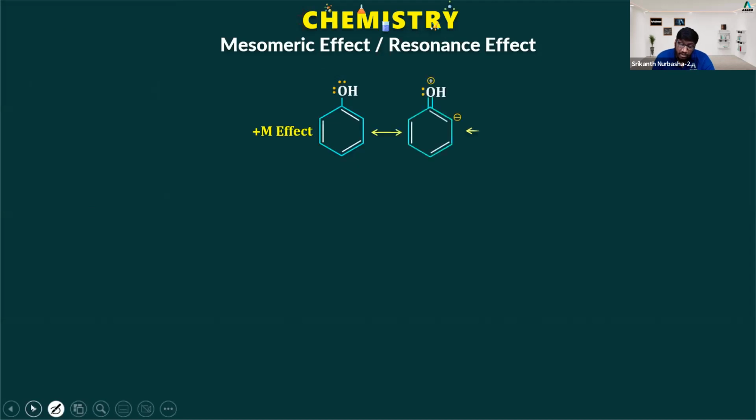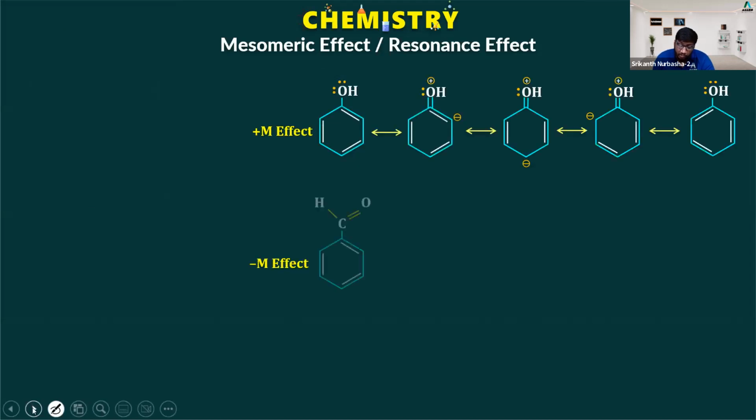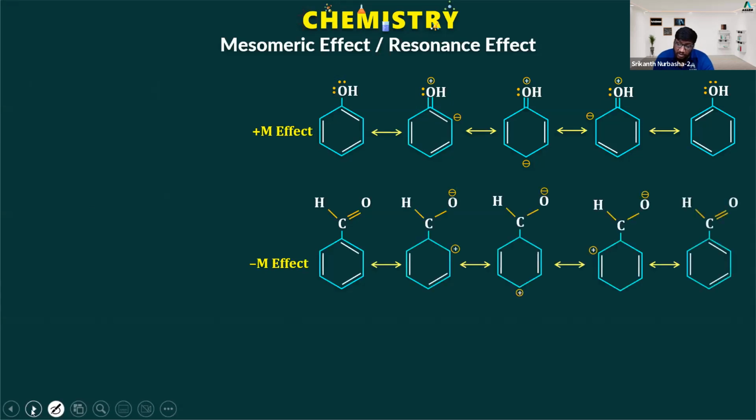Plus M group, that's what the resonating structures I have drawn, like OH group. Minus M group, C double bond O. With respect to that, you can draw the respective resonating structures. So electron donating groups generate negative charge at ortho and para. Electron withdrawing groups will generate positive charge at ortho and para.